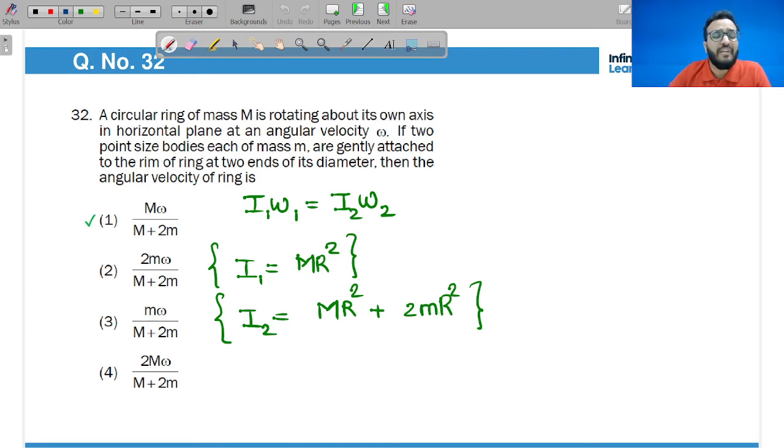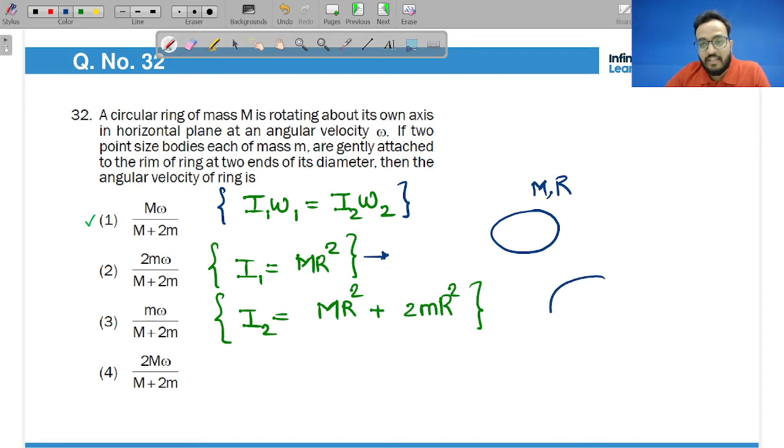Again, this is a very, very old and common question of angular momentum conservation. I1 omega 1 equals I2 omega 2. I1 will be, it's a ring, so m r square, and first it is just a ring of m and radius r. Next time it is a ring with 2 point masses, small m here and small m here, and this ring is capital M radius r. Now obviously these point masses will have their own moment of inertia m r square, so we have added it here, as you can see.